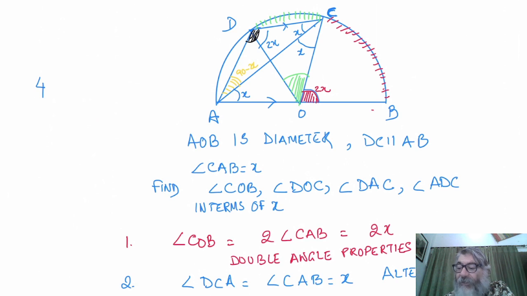How will I calculate the green angle? 180 minus 2x plus 2x, that is 180 minus 4x. So angle DOC is 180 minus 4x.